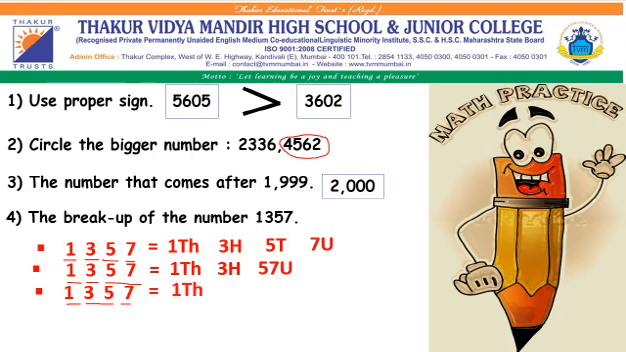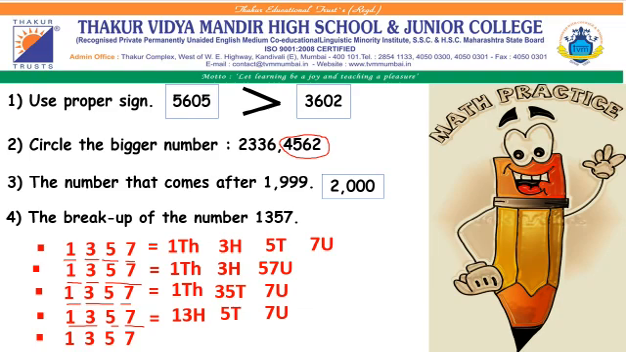The next breakup, single, double, single. So it will be written as 1 thousand 35 tens and 7 units. The next number, it will be taken as double, single, single, and it will be written as 13 hundreds 5 tens and 7 units. The last breakup, we will take the whole number together, that is 1357 units. It was a recap.